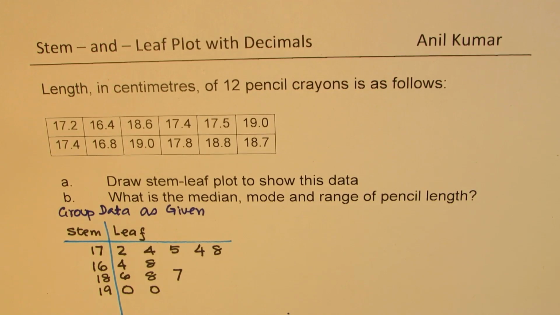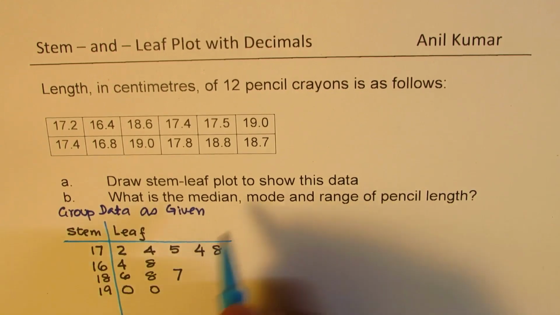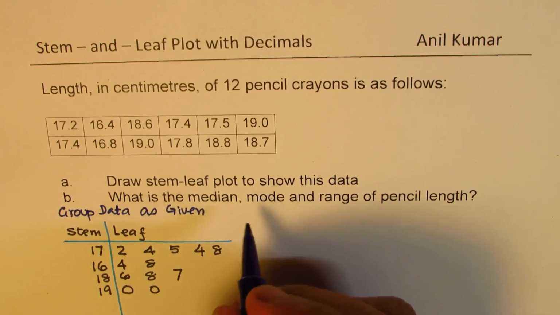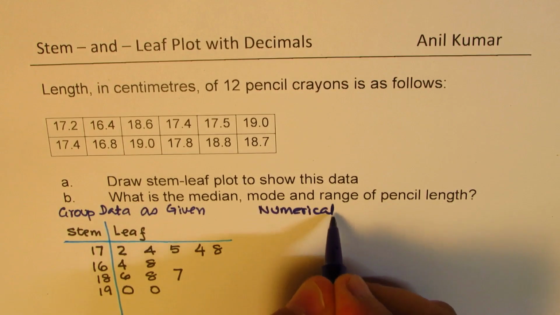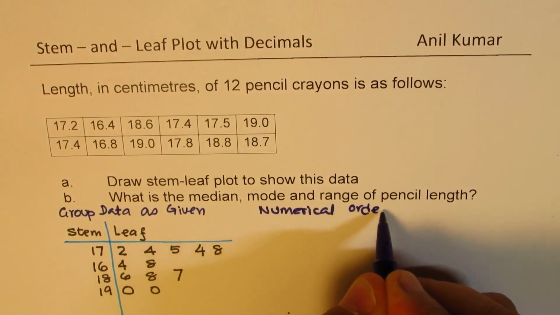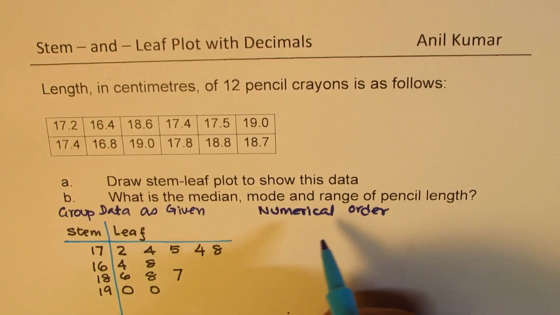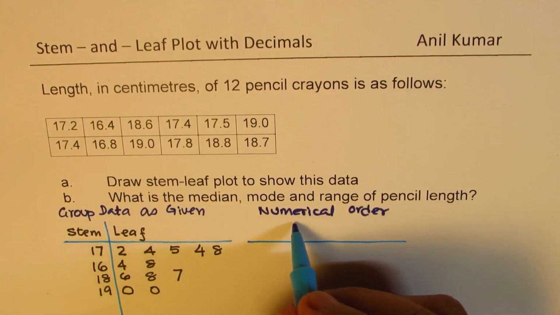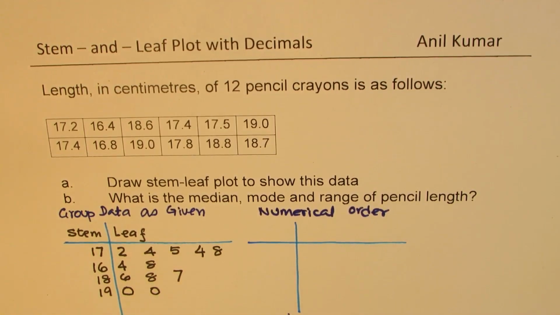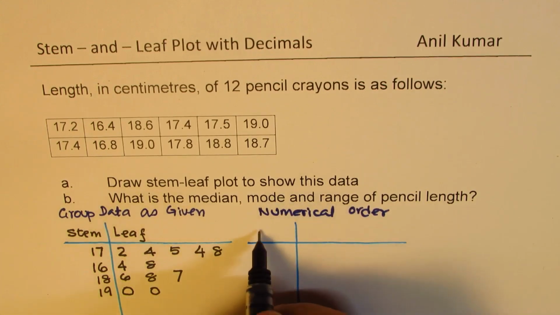And now finally, what we should do is arrange the data in numerical order, right? So now we'll arrange this in numerical order. So that is going to be our final result, right? So this is our rough sketch. So finally, we get our stem and leaf plot.